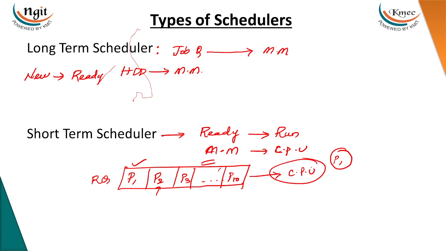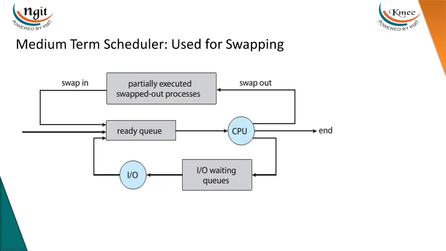And this particular short-term scheduler has to be very fast because the process switching or context switching will be done for every 10 microseconds to 100 microseconds. The short-term scheduler has to be very fast so that the next process will be moving on to the CPU from the ready queue. Then there is something called the medium-term scheduler.